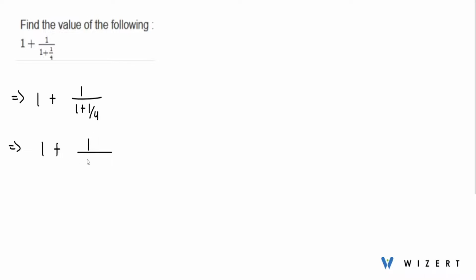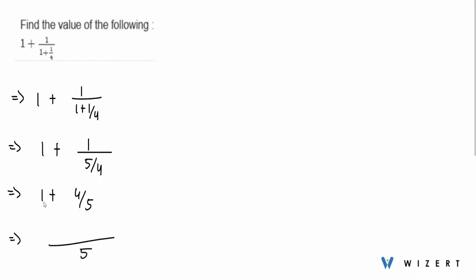4 plus 1 is 5, so 5 upon 4. So 1 plus 1 upon 5 upon 4 can be written as 1 plus 4 upon 5. Now the LCM of 5 and 1 is 5. So in the denominator we are going to have 5.